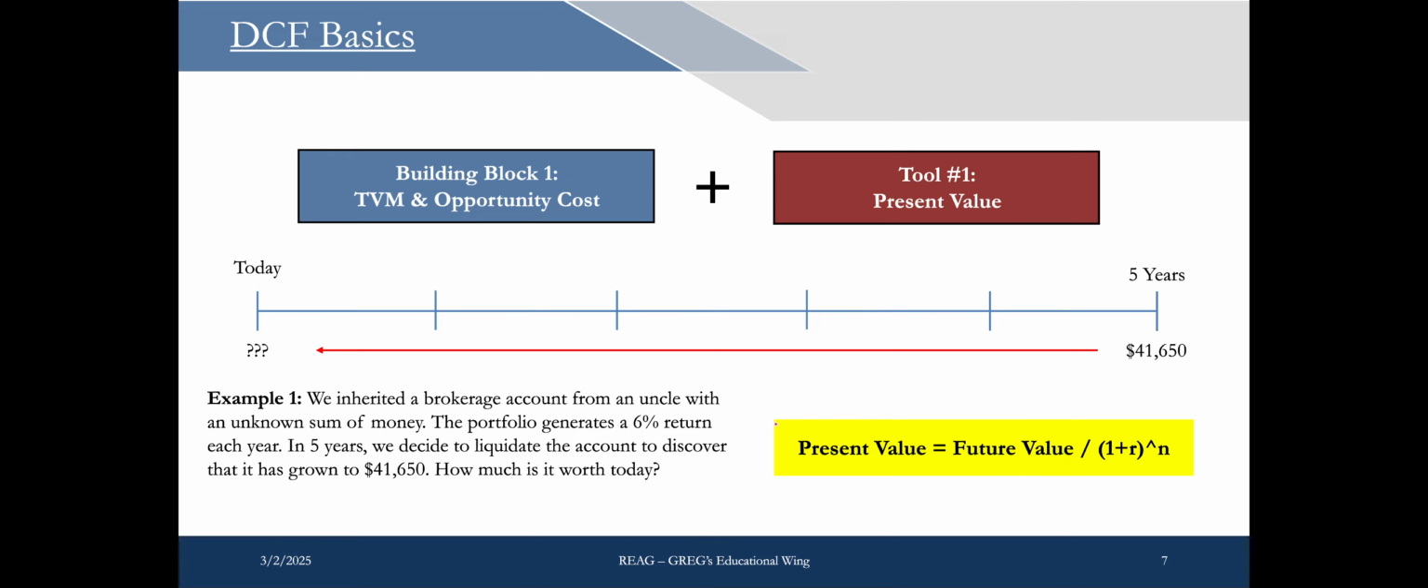Our R in this case is our discount rate. We're discounting it back into present value. Now, what can be a discount rate? Let's think of that opportunity cost. Remember that 5%?